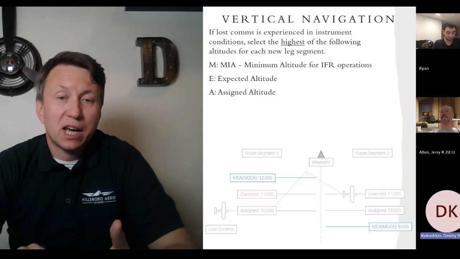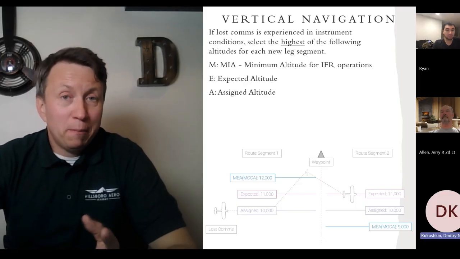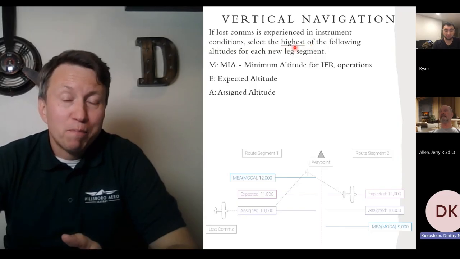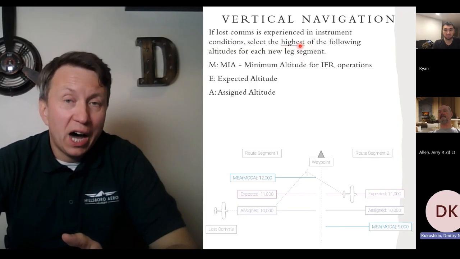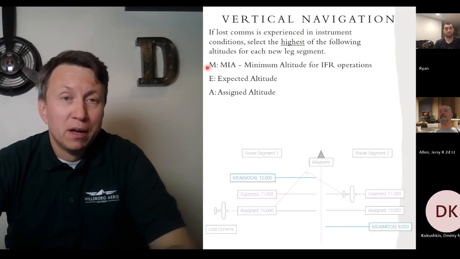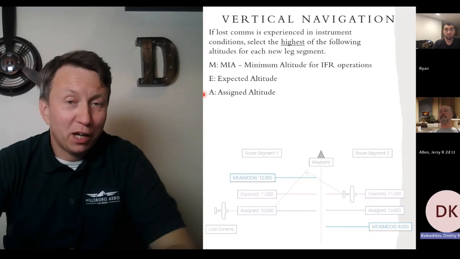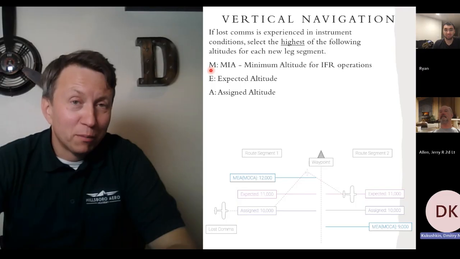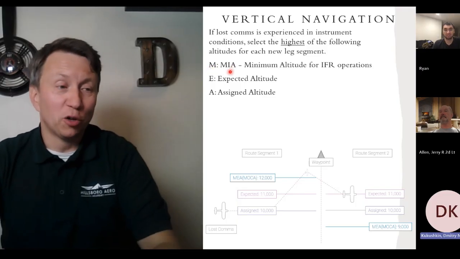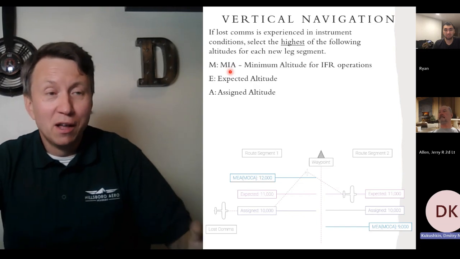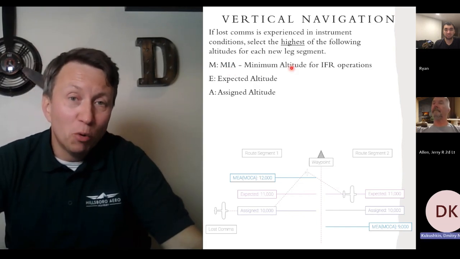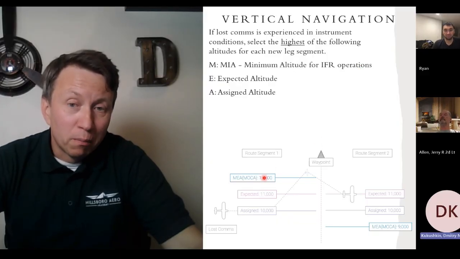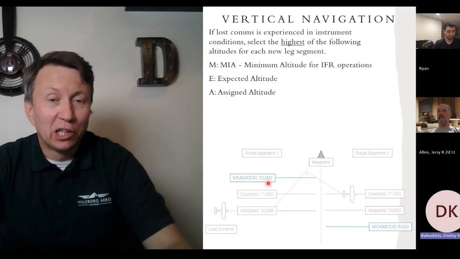And now this comes into play. But unlike AVE F, here you're looking for the highest of the following. And the acronym is MEA, very confusing because that MEA is not minimum en route altitude. You'll actually see a lot of people saying that. If you read 91.185, it says minimum altitude for IFR operations, which could be the MOCA, depending on where you're flying. The MOCA could be significantly lower.